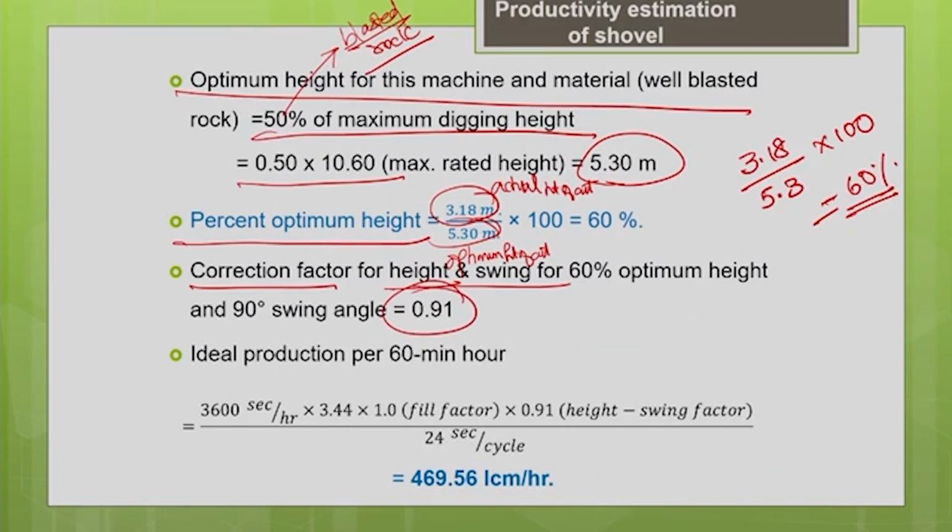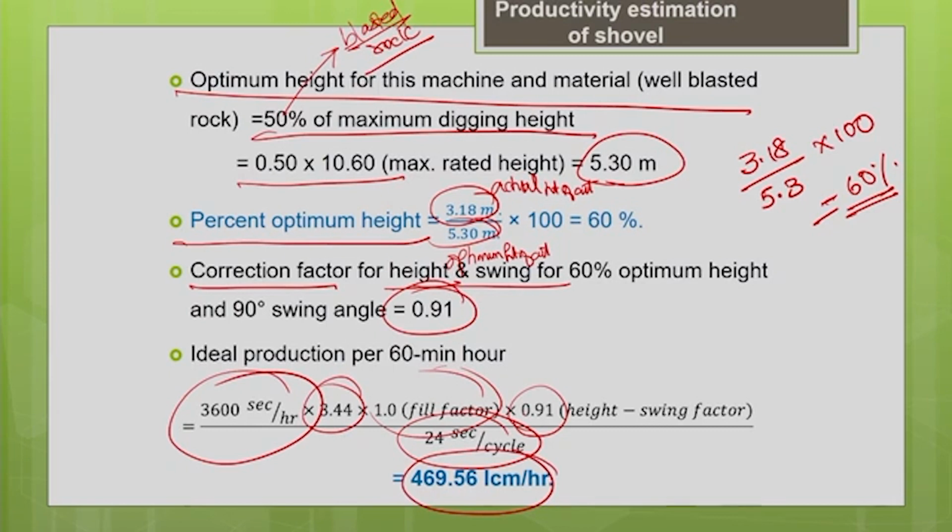Now let us see how the production estimation is done. The heaped bucket volume is 3.44 meter cube. Bucket fill factor is 1. Your swing and height factor is 0.91 and the cycle time is 24 seconds. So you need the productivity in loose cubic meter per hour. So convert it into hour. That's the reason it's multiplied by 3600, and the job efficiency here is 1. So now you will get the answer as 469.56 loose cubic meter per hour. So this is the productivity of your front shovel.